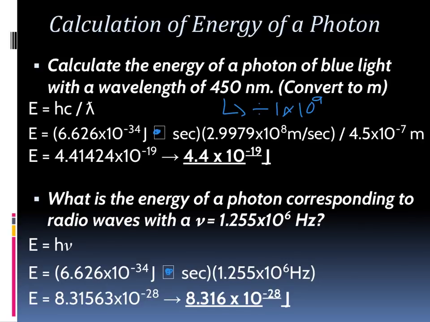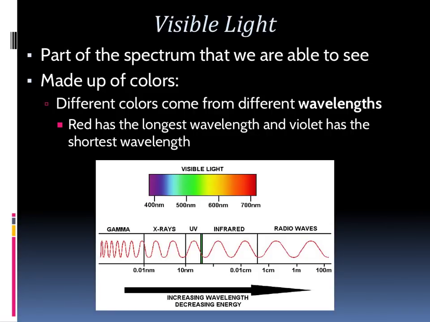In the next question, what is the energy of a photon corresponding to radio waves with a frequency of 1.255 times 10 to the 6 hertz? Well, I have frequency, so that means I need to use E equals HV. So H is Planck's constant, of course. V is the frequency. When I multiply those two, I get 8.316 times 10 to the negative 28th joules. So there's not much to say about visible light other than that, of course, that's the part of the spectrum we can see.